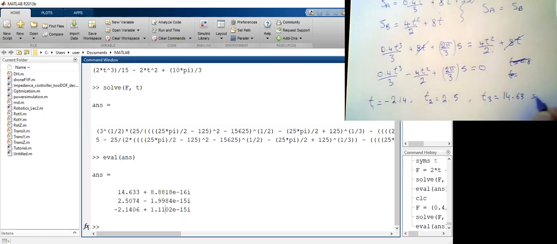14.63. And all these, which is the smallest? Which one? This one, this one, or this one? T2. The 2.5? 2.5. Can someone help me interpret? What is this value here? Is it the second collision, or maybe the third collision? Bravo, exactly. So this is the second.